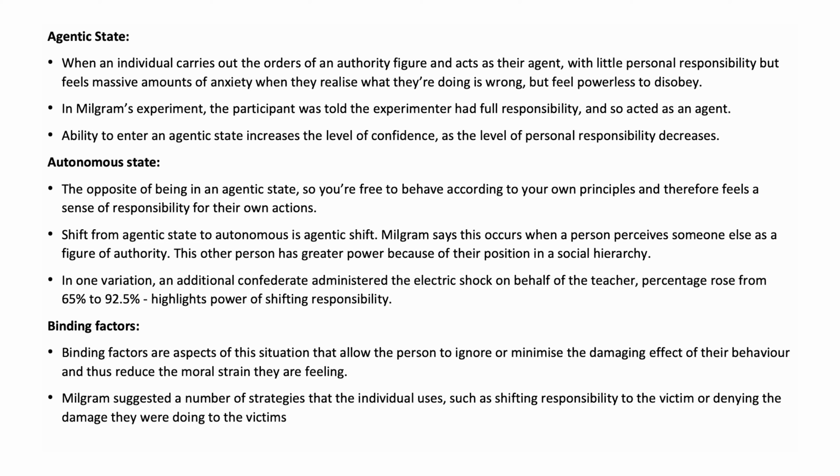For example, in Milgram's experiment, the participant was told that the experimenter had full responsibility and so acted as an agent on behalf of that experimenter. And the ability to enter an agentic state increases the level of confidence as the level of personal responsibility decreases. So, in essence, when an individual is in an agentic state, they feel like the decisions they're making are not of their own accord, that they are acting on behalf of an authority figure, and therefore leaving them feeling little personal responsibility. The opposite of the agentic state is the autonomous state, and this is where you behave according to your own principles and feel a sense of responsibility for your actions because you know that you are the one in charge of them.